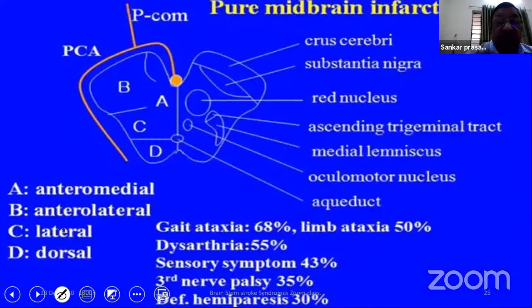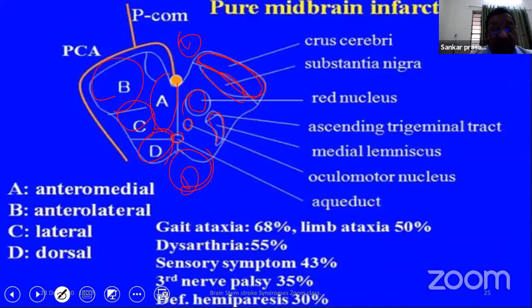The midbrain is now, the picture reversed. You see, this is the aqueduct of the midbrain, and the oculomotor nucleus is here, and also the ascending trigeminal tract and medial lemniscus are here. Red nucleus is present here, substantia nigra is here, and crus cerebri are here. So that means this is a motor part, this is a ventral area, and this is the dorsal area. A is the anteromedial area, B is the anterolateral area, C is the lateral area, and D is the dorsal area. So these are the various areas of the brainstem which we will be discussing.